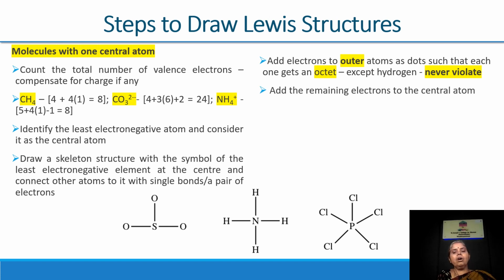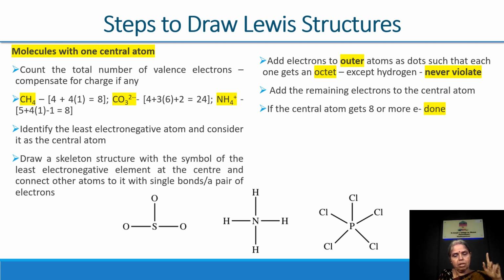And the remaining electrons you have to give to the central atom. Central atom should get the last share. Outer atoms should get 8 electrons. 8 electrons means already 2 electrons are used in single bond formation. No? So every one of the outer atoms except hydrogen should get 6 electrons more. Only the remaining electrons have to come to the central atom. After doing like that, whatever leftover electrons you give to the central atom, if the central atom gets 8 electrons or more, it is okay. You are done with the structure.